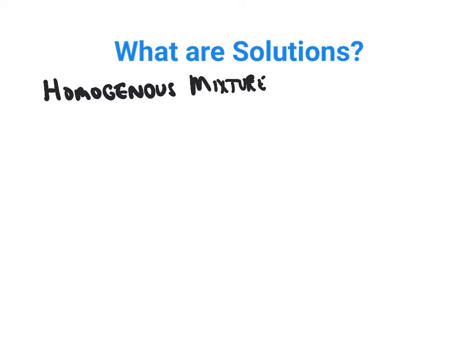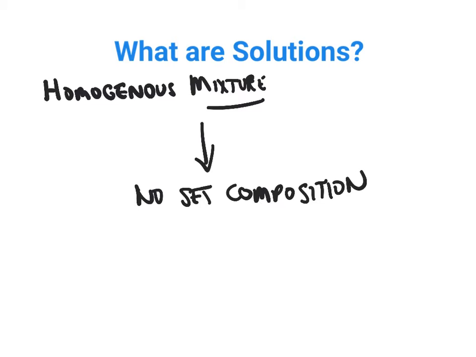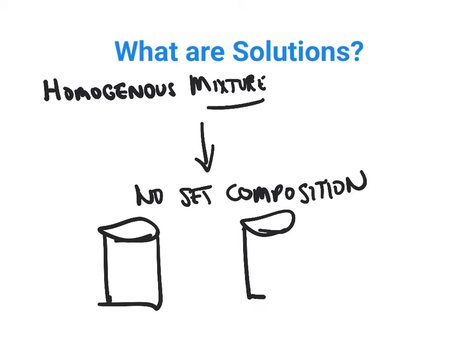The other thing about a solution is that because it is a mixture, there is no set composition. In other words, if I'm making Kool-Aid, I can make the Kool-Aid very strong, or I can make the Kool-Aid very weak. So here's my glass, and here's my other glass. In one glass, I'm going to have very strong, very bright red Kool-Aid, and in the other glass, I'm going to have kind of a lighter red Kool-Aid, which is a little bit weaker.